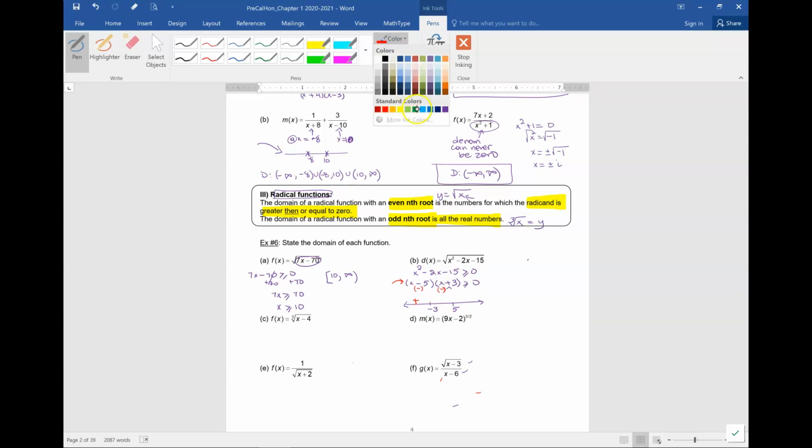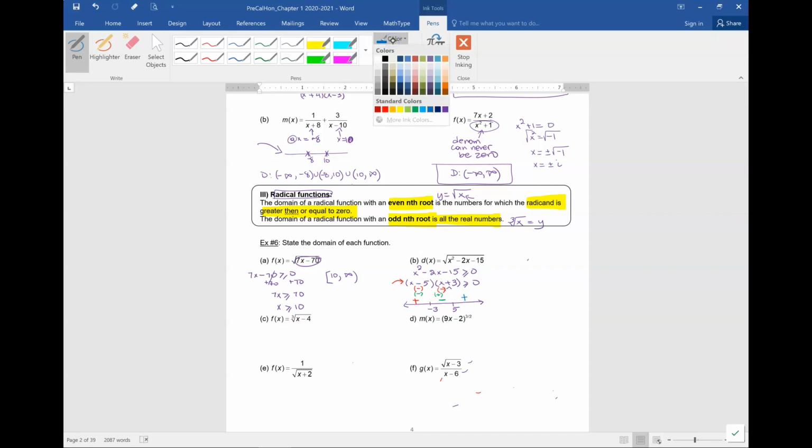Next, let's plug in something between -3 and 5, like 0. The first parenthesis gives me 0 minus 5, negative number. Second parenthesis gives me 0 plus 3, positive number. Negative times positive is negative, so that gives me negative. Lastly, if I plug in a number to the right of 5, like 10, both of the parentheses will give you positive values, so that means positive times positive is positive.